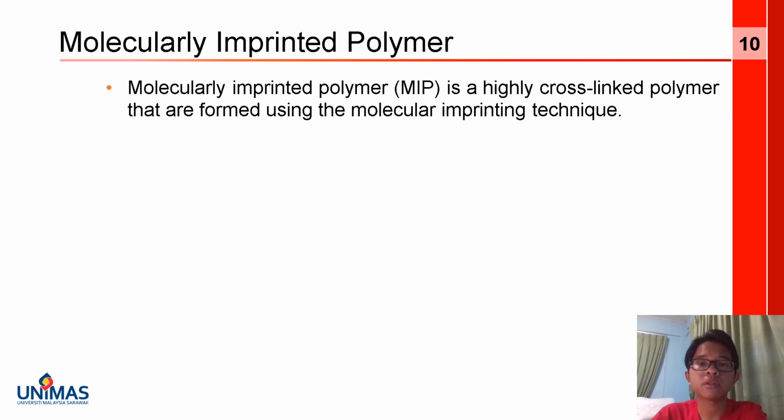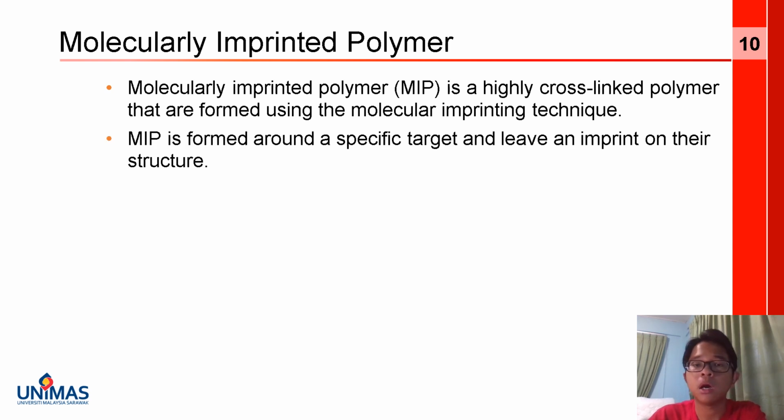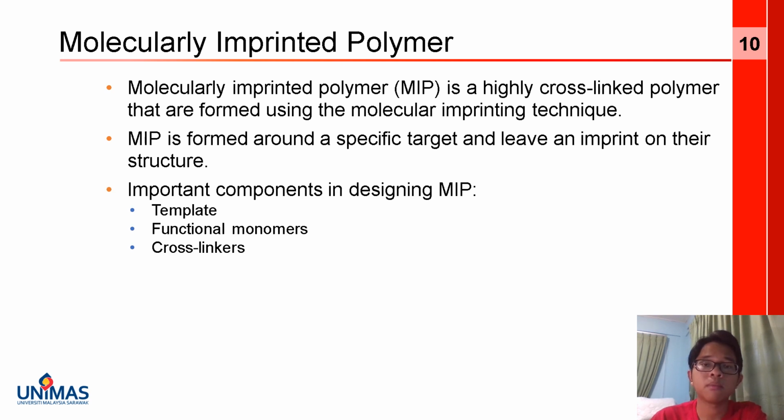Molecularly imprinted polymers, or MIPs, are polymeric materials that are produced using the molecular imprinting technique. These polymers are formed around a specific target or template and leave an imprint, or what we call template-shaped cavities, on their structure. These cavities are highly specific and can be used for molecular recognition. The designing of MIPs depends on three components: template, functional monomers, and cross-linkers.